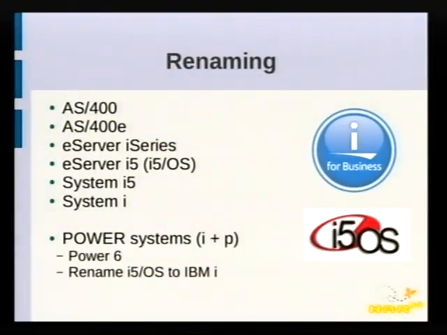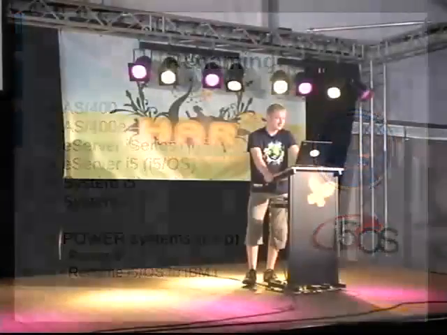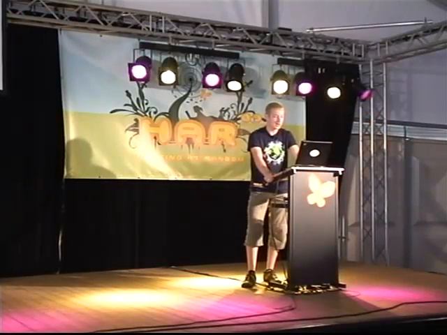So in the past, IBM renamed this system many times. They first added an E to it because it became an E server. Then they renamed it to I series, the I standing for integrated. Then when they released their Power 5 processors, they renamed it to E server i5, and also the operating system was renamed from OS400 to i5 OS. And then they renamed it to System i5, and eventually it became the System I.